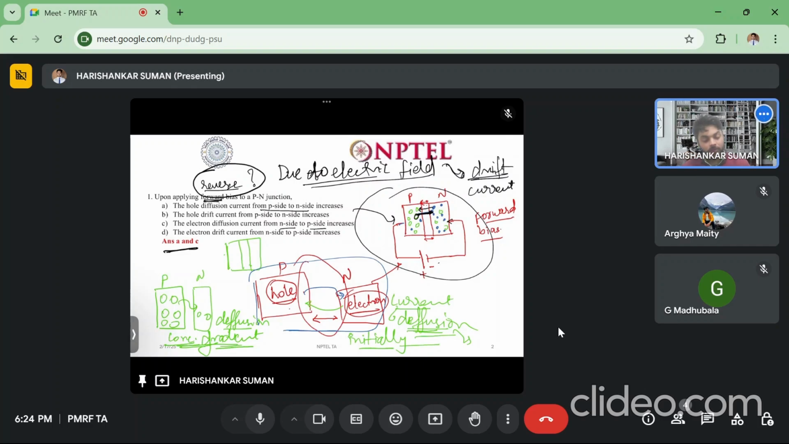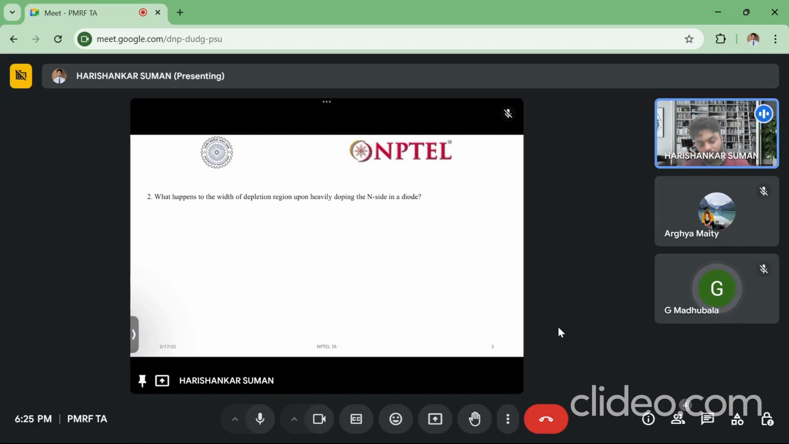Do you know Coulombic force? Like charges feel a repulsion force, but electrons and holes attract. So this concept will apply here, nothing else. Okay, next question.